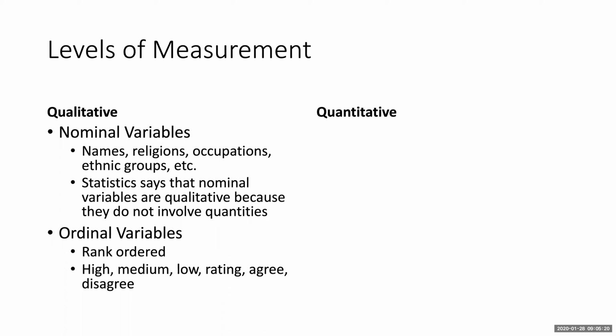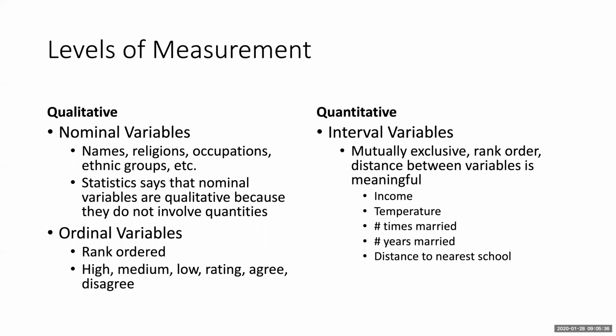Ordinal, a rank order, you have high, medium, low. You have agree, you have disagree. And so we have those types of Likert type things that we get from the different surveys that we might give. Where quantitative, we have interval variables, which are mutually exclusive. Rank order, distance between the variables is very, very meaningful. So the difference in first and second is very important. We talk about income, temperature, the number of times you're married, the number of years you're married, the distance to the nearest school, etc. Again, all those responses are numerical responses.